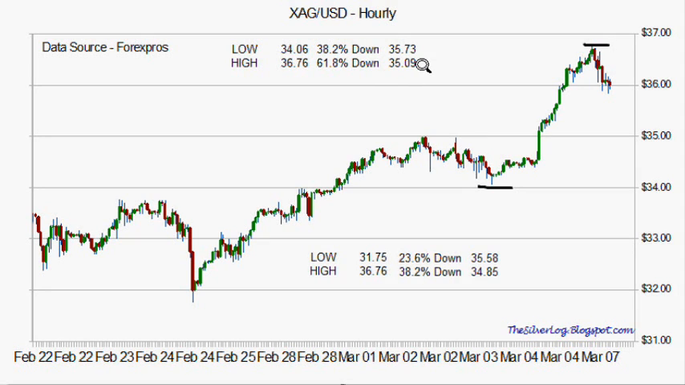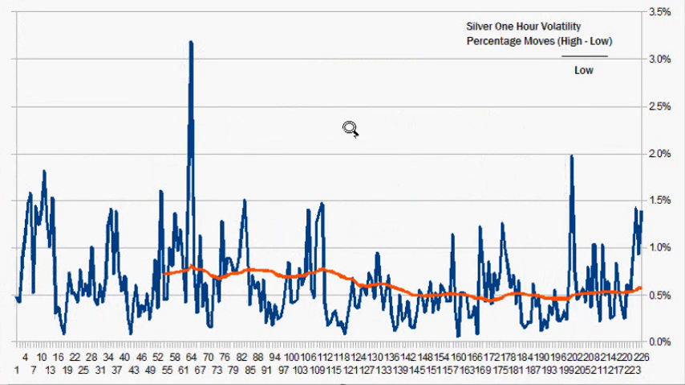Now, if it goes through it down to 35, that doesn't mean that it's all over. It's a failed move, because you need to have a confirmation of the break below it. And we'll talk a little bit about confirmation a little bit later on.